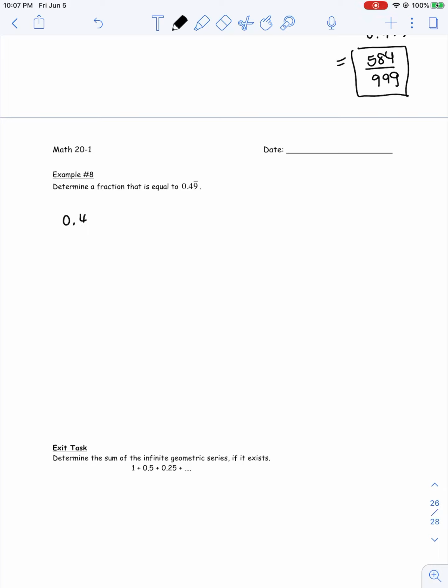Now, what if we have this one right here, where we have 0.49 repeating, where if you look, only the 9 is being repeated. So that would be equal to 0.4 plus 0.09 plus 0.009 plus 0.0009 if we were to break it up, and it continues on forever.